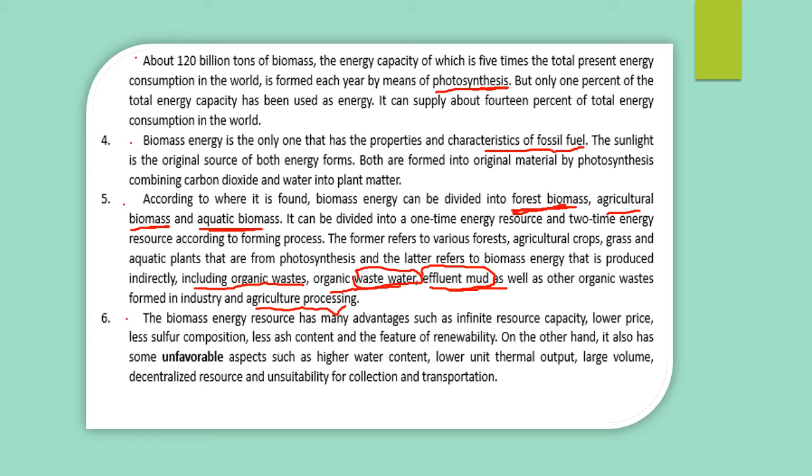energy. Paragraph 6. The biomass energy resource has many advantages such as infinite resource capacity. Endless, doesn't end. That's what infinite means, of course. Lower price, less sulfur composition, doesn't hurt the environment, less ash content, ash, what's produced after burning, and the feature of renewability. On the other hand, it also has some unfavorable aspects.